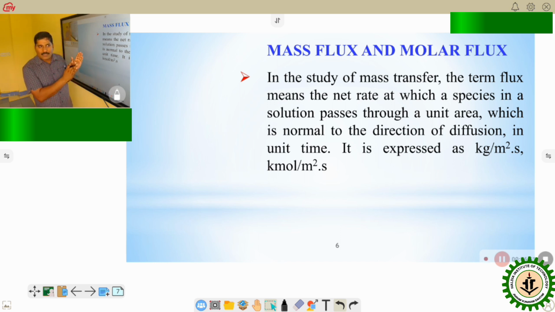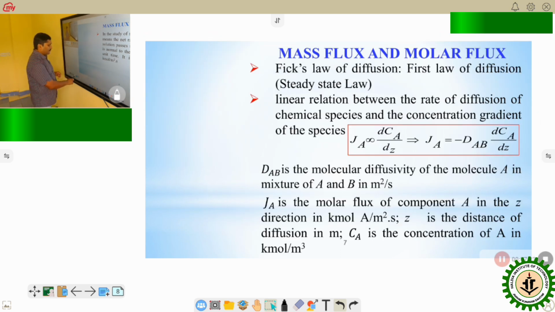If it is a mass flux, what should be the unit? That is kg per meter square per second. Okay, kg per second is the rate of transfer, per unit area it will convert to a flux. In the same way for the molar flux, kilomole per second is the rate of transfer of moles, per unit area. Then you will get the unit kilomole per meter square per second, that is the mass flux and molar flux.